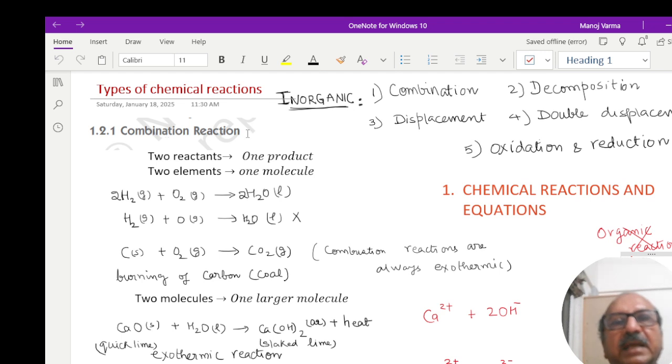Combination reaction happens when two reactants combine to give one product. For example, here the two reactants are hydrogen and oxygen. They combine and they give you one product, water. So this is an example of combination reaction.